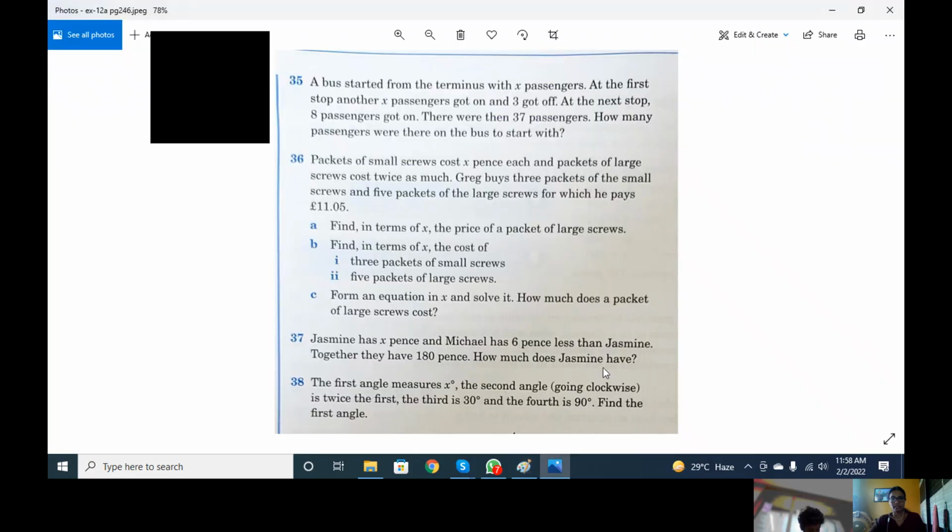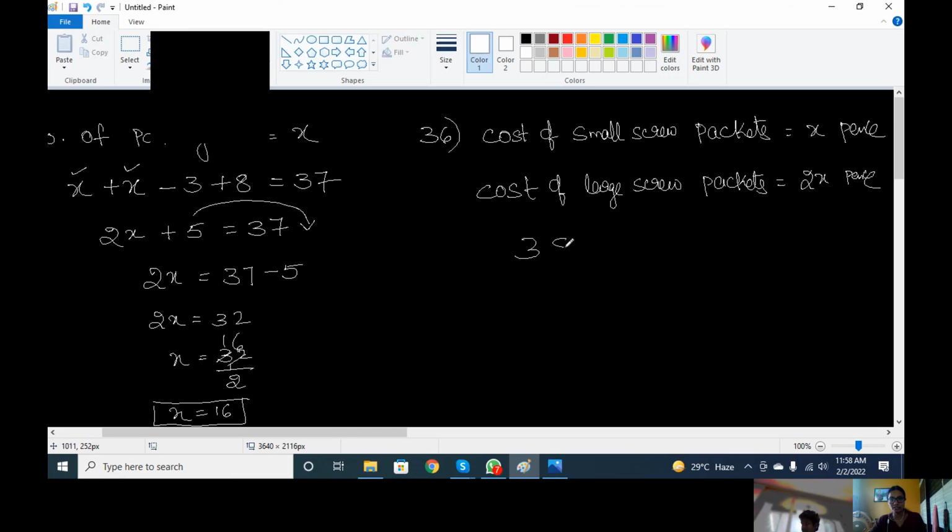Next. Greg buys 3 packets of the small screws and 5 packets of the large screws, for which he pays 11 pounds 5 pence. Here they have given pounds. So 11 pounds and 5 pence. Greg buys 3 small packets and 5 large packets. And he spent this much, 11 pounds 5 pence.